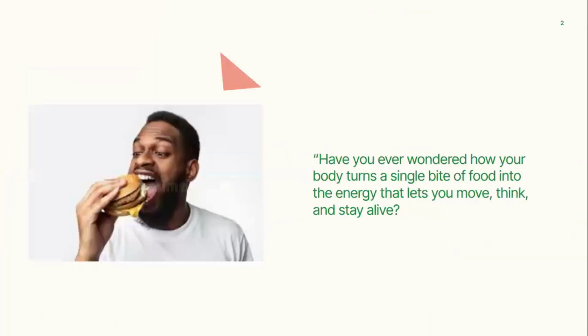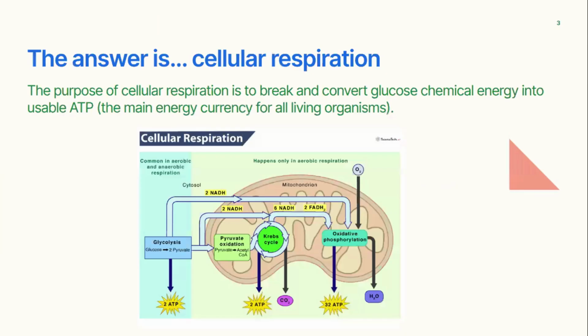So have you ever wondered how your body turns a single bite of food into the energy that lets you move, think, and stay alive? Well, the answer is cellular respiration. The purpose of cellular respiration is to break and convert glucose chemical energy into usable ATP, the main energy currency for all living organisms. It is a very complicated process, so we will break the process down for you.